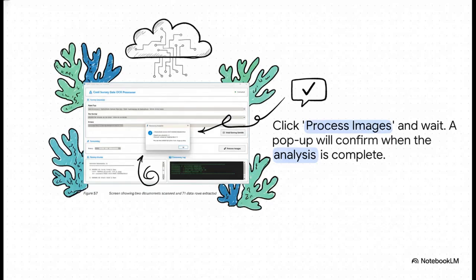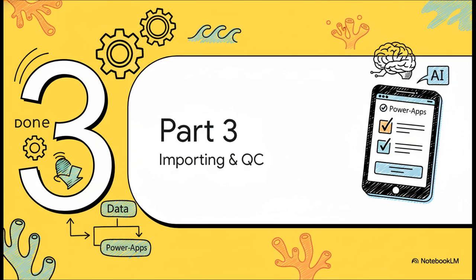Okay, here we go. You're all set to let the AI do its thing. Just click the Process Images button. The system is now sending your scans to the AI model to be read. You can actually watch the progress in this little log window here, and when it's all done, you'll get a nice pop-up message that says Processing Complete. Perfect. The AI has done its job.